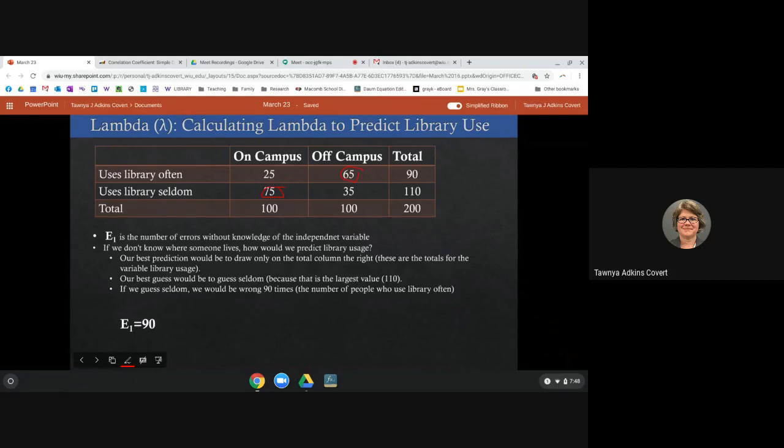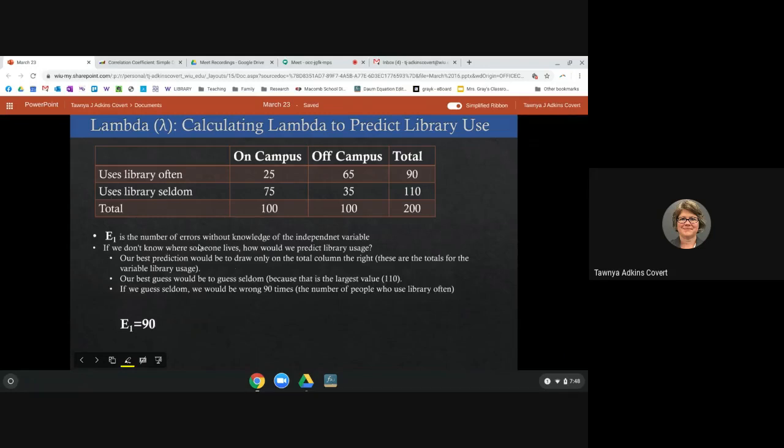And that gives us a sense that we are going to do better at predicting whether someone uses the library or not, based on whether they live on or off campus. So E1, remember, is the number of errors that we make without knowledge of the independent variable. So if we did not know whether someone lived on or off campus, if the only information that we had was the information from this column, how many errors would we make by trying to predict whether someone did or did not use the library?